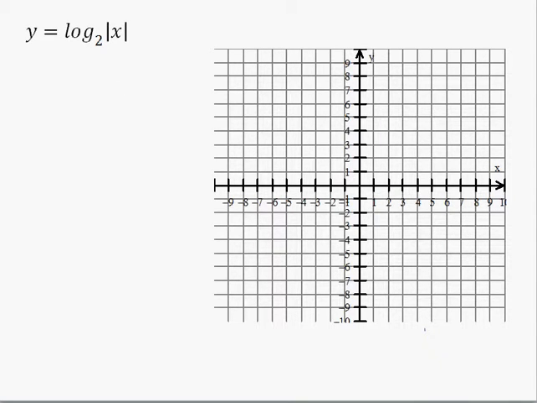Log base 2 of absolute value of x. Now we haven't seen anything like this yet. We're not taking absolute value of the whole function. We're taking absolute value of just the x. So we can't graph this the same way we handle the other absolute value functions.